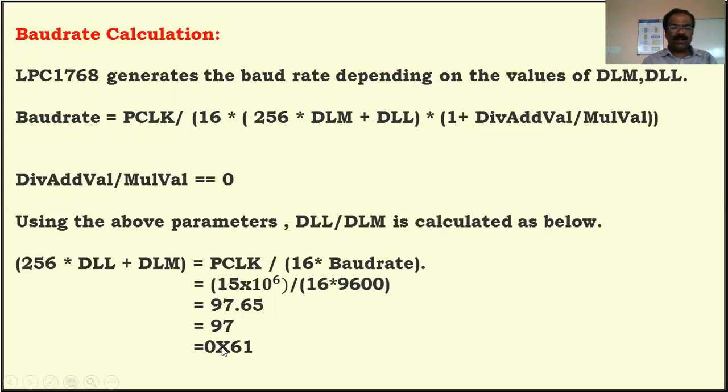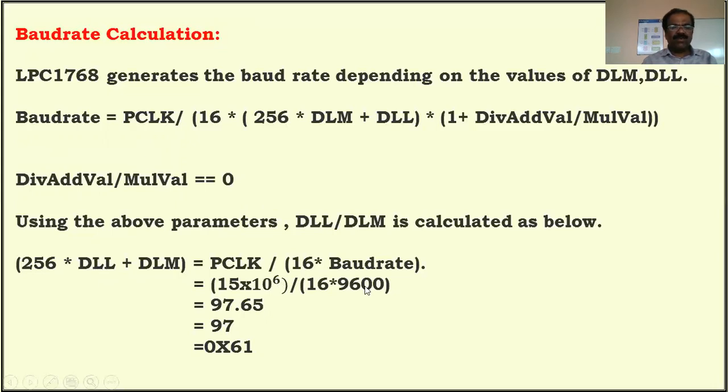Okay, if you want to write this information in terms of 16-bit, we can write 0061. Therefore, DLM for higher order, DLL for lower order. DLM is nothing but the higher order 8-bit register, and DLL is another 8-bit register.